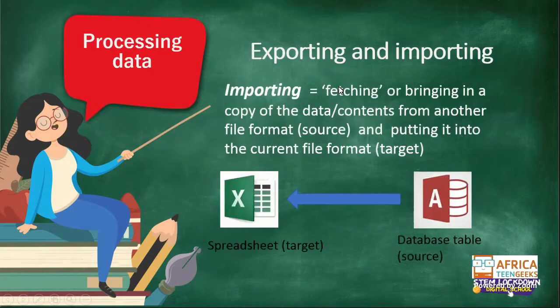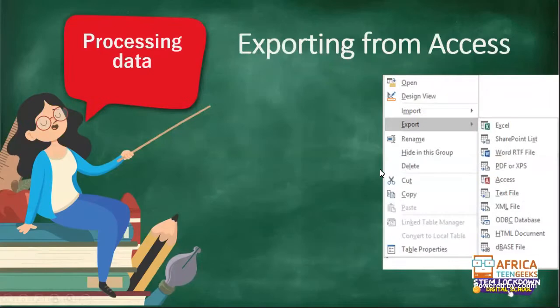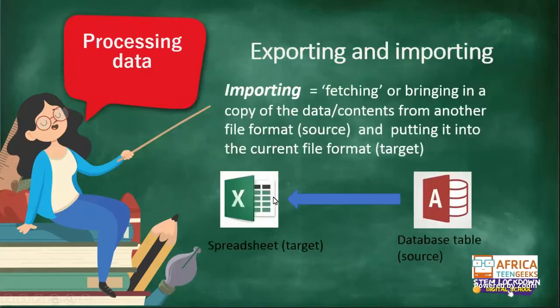Importing is really fetching or bringing in a copy of the data from one file source and putting it into the current file format. So this arrow should be the other way around, from Excel into Access. So we are basically taking data from Excel and transferring it into Access. So we're bringing it in.